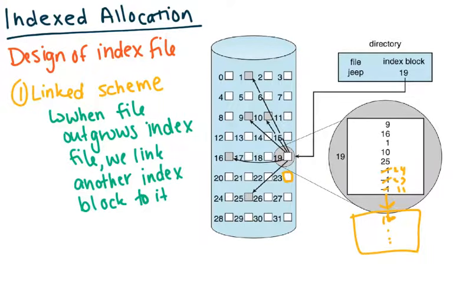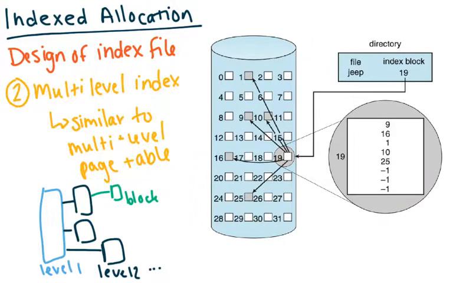So even if you decide to make your index block, index file, really, really small, so that you are trying to be as space efficient as possible, you can still chain them together to accommodate large files. You can also use a multi-level index. So this is similar to the multi-level page table. So you would have level 1 of your index table, and that would index into smaller levels, and then finally to the actual block.